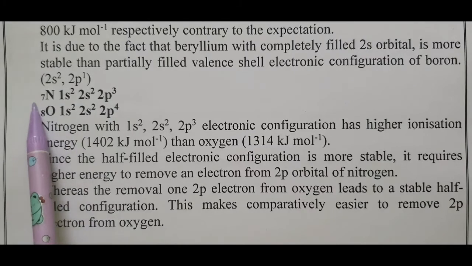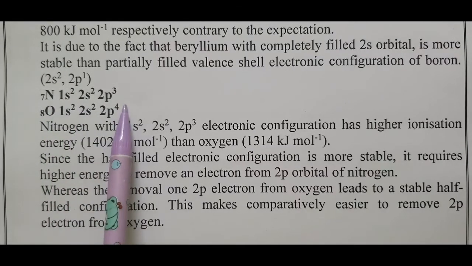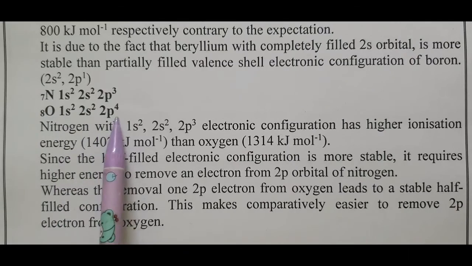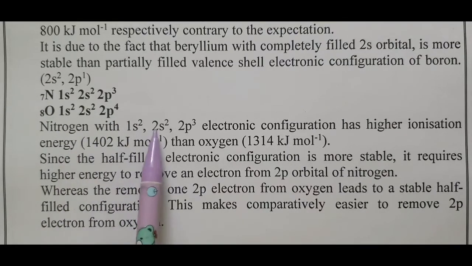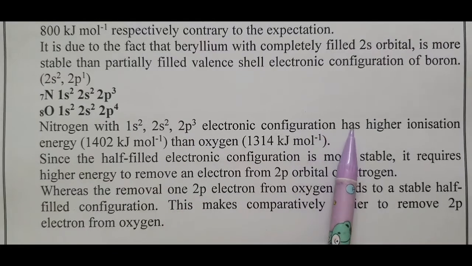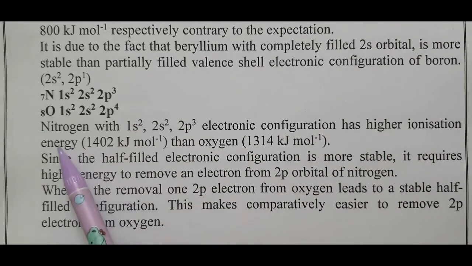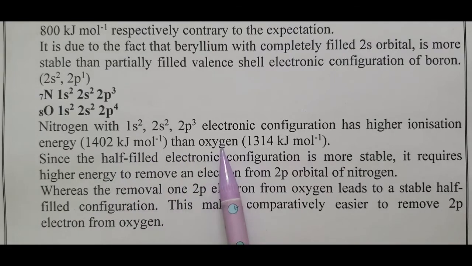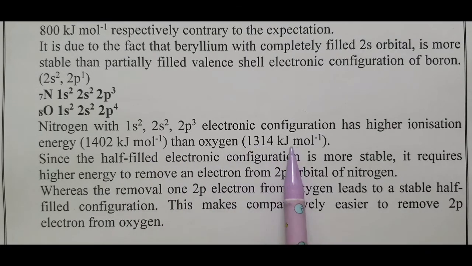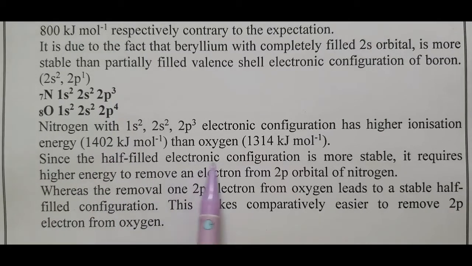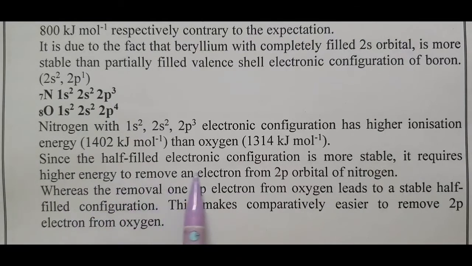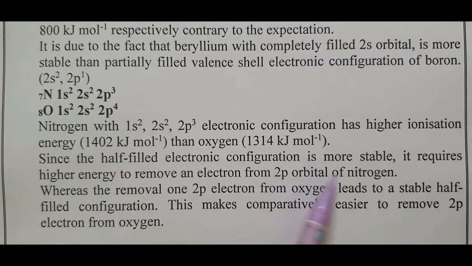Nitrogen atomic number 7, electronic configuration 1s2 2s2 2p3, and that for oxygen atomic number 8, electronic configuration 1s2 2s2 2p4. Nitrogen with 1s2 2s2 2p3 electronic configuration has higher ionization energy, that means 1402 kJ mol⁻¹, than oxygen, 1314 kJ mol⁻¹. Since the half-filled electronic configuration is more stable, it requires higher energy to remove an electron from the 2p orbital of nitrogen.